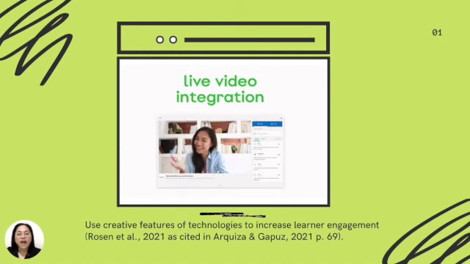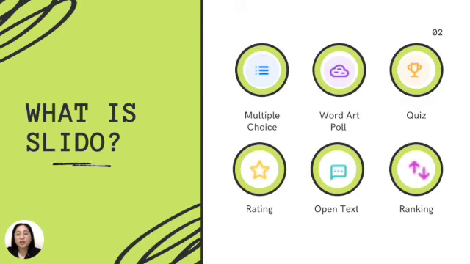So let's start by answering the question of what Slido is. Slido is a super hybrid learning tool that makes remote learning more engaging for students. It is an online interactive polling and questions platform that allows teachers to directly interact both in the classroom and online class. From multiple choice question to word art poll, there are many options to allow for the collection of individual opinions on a class-wide scale.